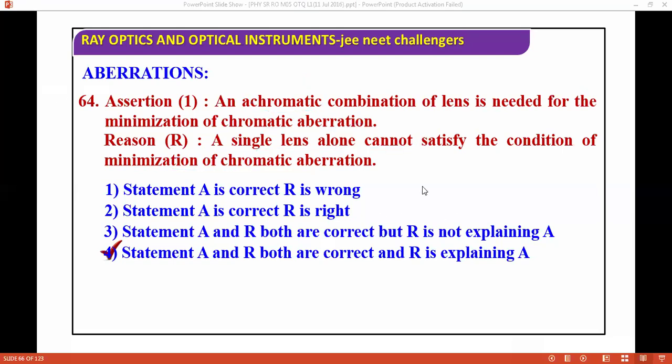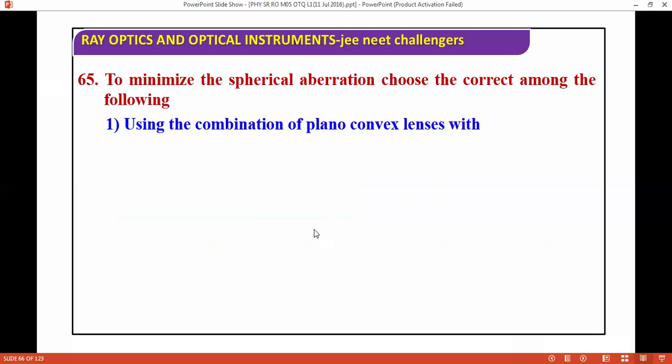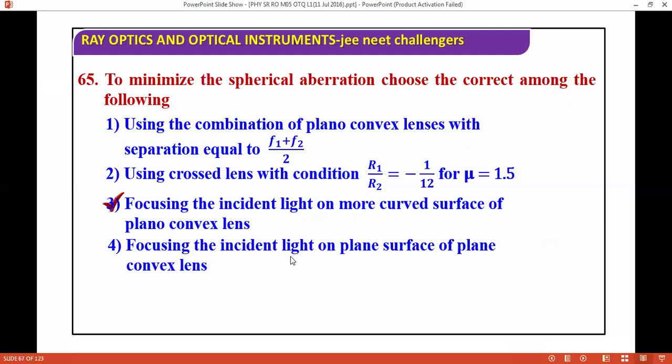Next question: to minimize the spherical aberration, choose the correct option among the following. Focusing the incident light on the more curved surface of the plano-convex lens minimizes the spherical aberration. Okay, next question we are moving with.